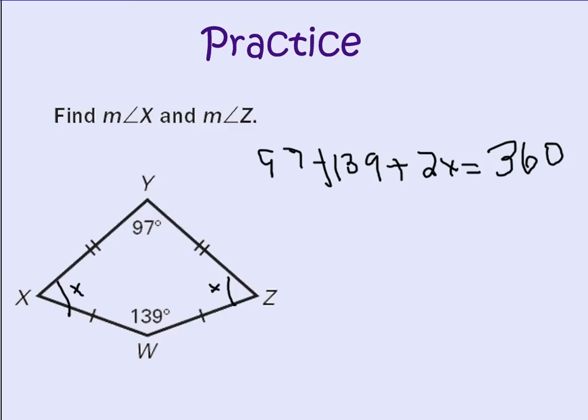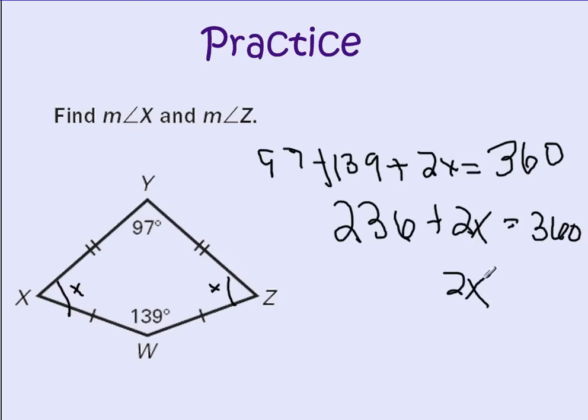When we simplify this, we get 236 plus 2x is equal to 360 degrees. When we subtract 236 from each side, we get that 2x is equal to 124, which means that each value of x will be equal to 62. So when it's asking us to find the measure of x and z, each of x and z is going to be equal to 62 degrees.